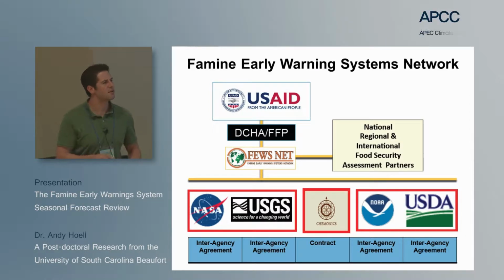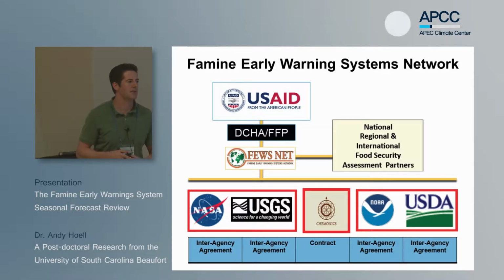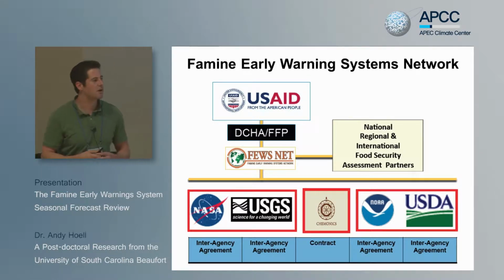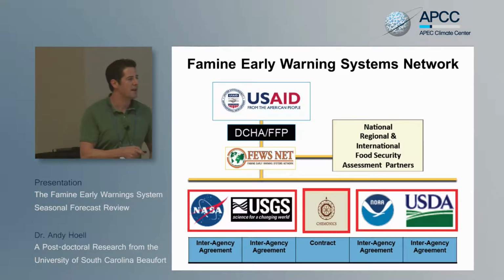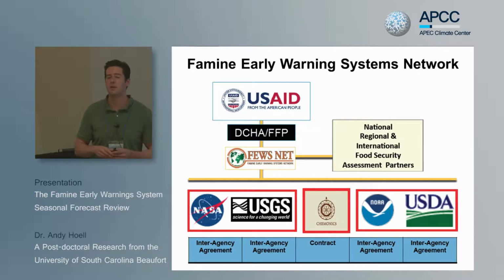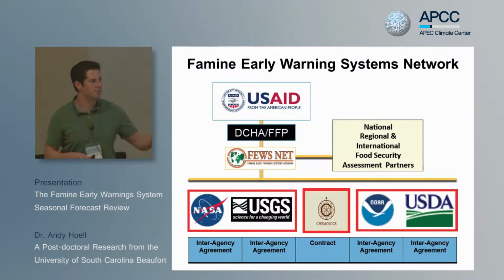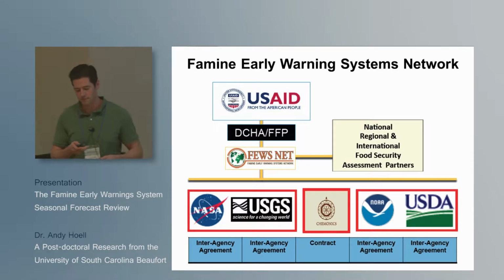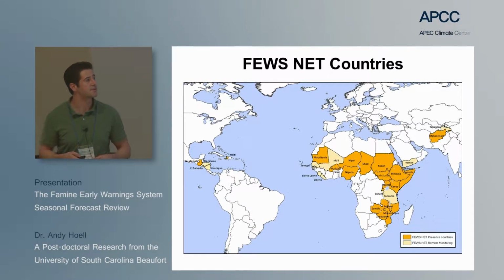Now in the middle here is Chemonics, the contractor that basically does the food security analysis. They take all of the information that we have, and the people over at Chemonics do the food security analysis for the people on the ground. So all of these bodies work together and try to bring a more food secure world over these regions.